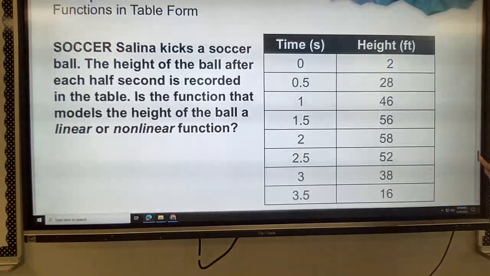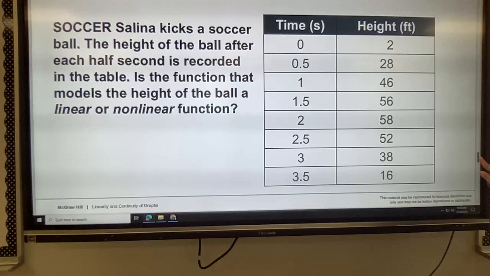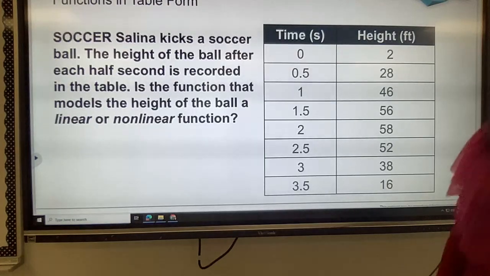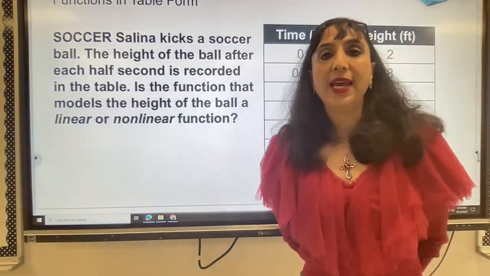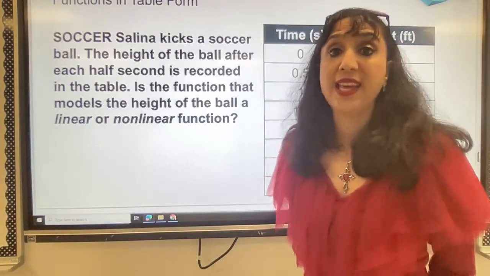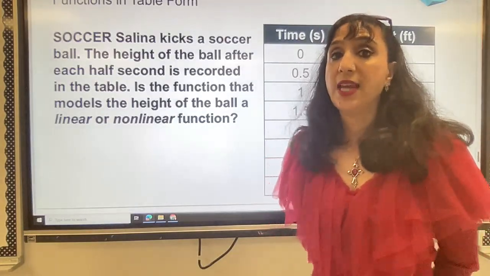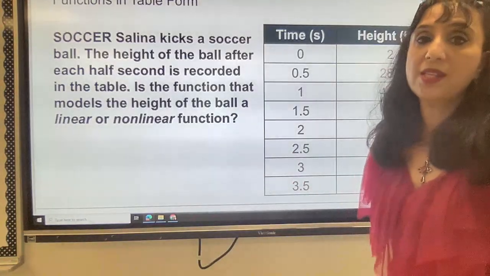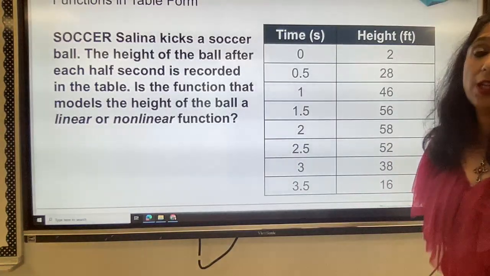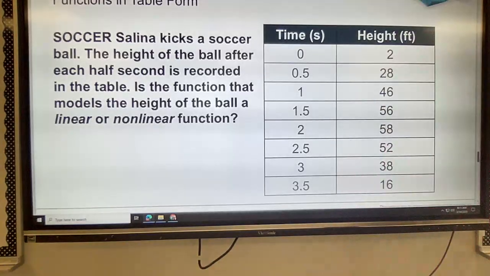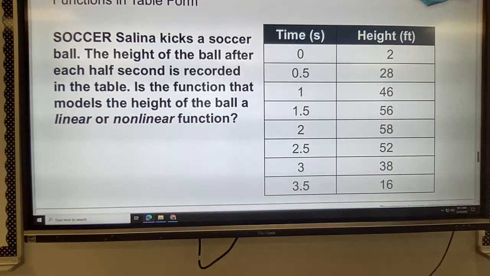Let's look at this. And we've got functions in the table form over here. So, soccer. Selena kicks a soccer ball. The height of the ball after each half second is recorded in the table. Okay? Is the function that models the height of a ball a linear or non-linear function? So let's look at the table.